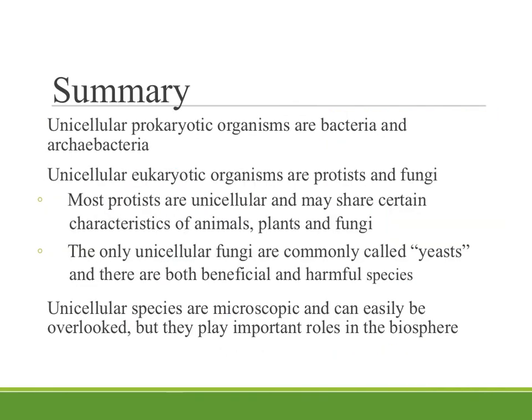So just in summary, our unicellular prokaryotic organisms are bacteria and archaebacteria, and our unicellular eukaryotic organisms are protists and fungi. Most protists are unicellular and can share certain characteristics with animals, plants, and fungi, so we often talk about animal-like protists or plant-like protists. The only unicellular fungi that we see are commonly called yeasts, and there are both beneficial and harmful species.